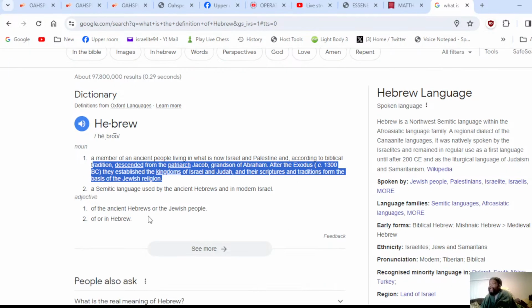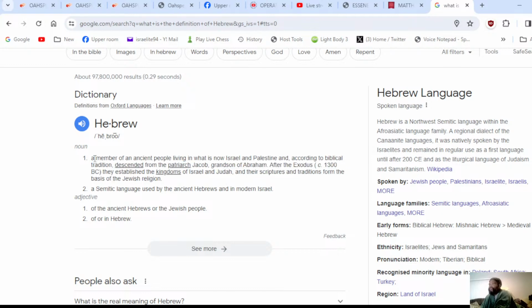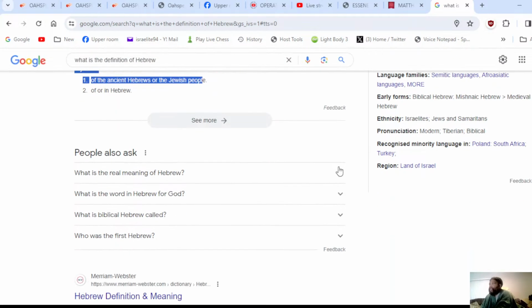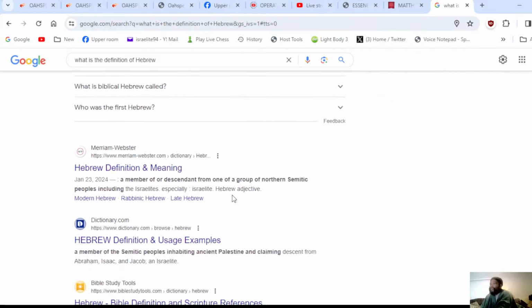And I'm not going to get that on Google. I don't know what language he was referring to for the definition, but he said it means a wandering people, nomadic people. Here it says a member of an ancient people living in what is now Israel and Palestine, according to biblical tradition, descended from... so they don't even know what the meaning of the Hebrew is. I trust that brother more than I trust something like this. I trust his definition. Let me see if there's something else.